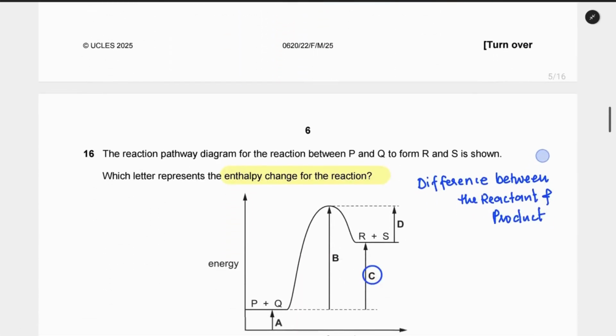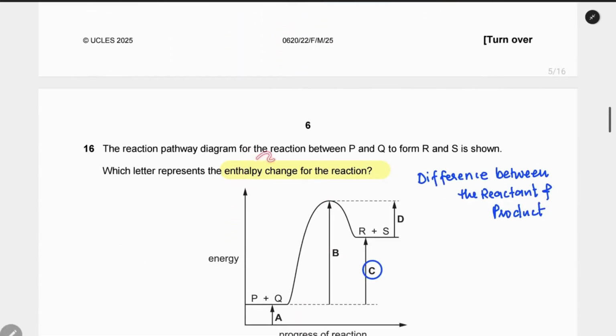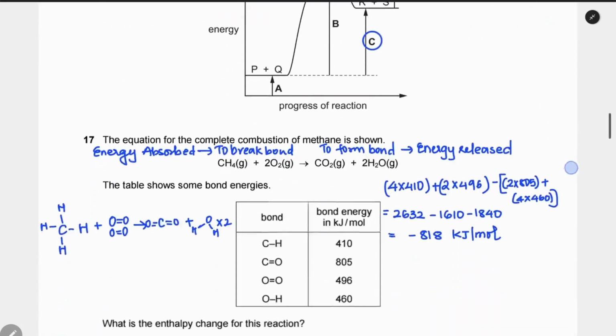Next question. The reaction pathway diagram for the reaction between P and Q to form R and S is shown. Which letter represents the enthalpy change for the reaction? So as you can see, if we want to find the enthalpy change, it has to be the energy difference between the reactant and the product. So this is the reactant and this is the product. The difference would be C. So the answer is C.